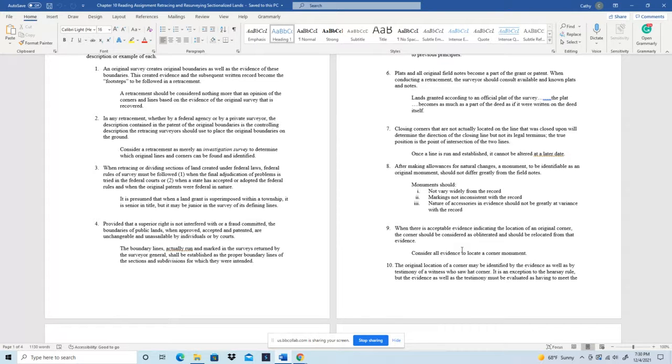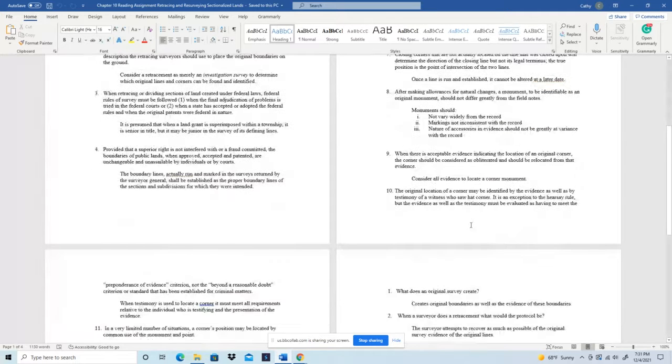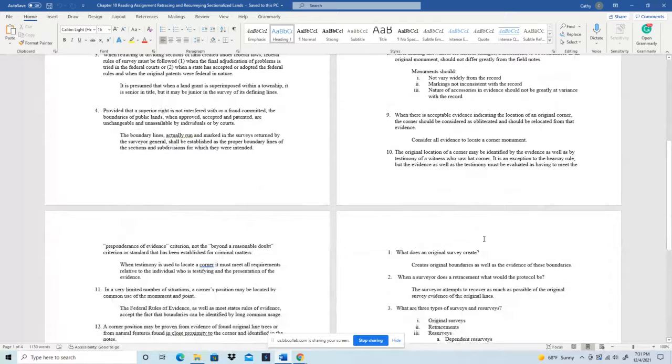So we just have to look at the original retracements and what they're meant to cover, especially if we're looking at something 100 years old. In one area, wood posts established in 1799 actually were recovered in 1955. So there are some things, but just think about that. Over time, things change. Principle 9: when there is acceptable evidence indicating the location of an original corner, the corner should not be considered obliterated.